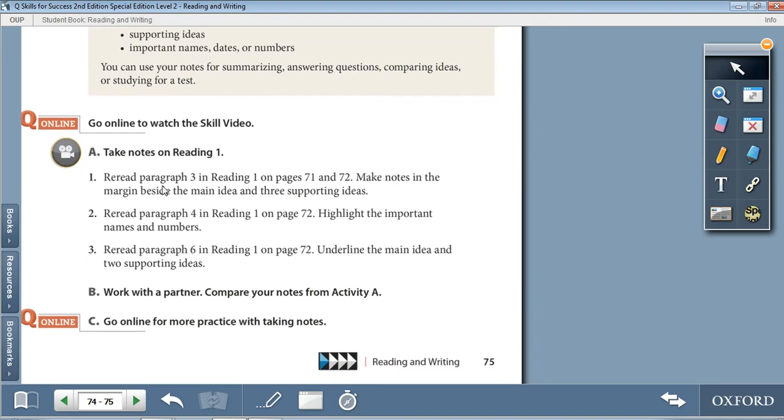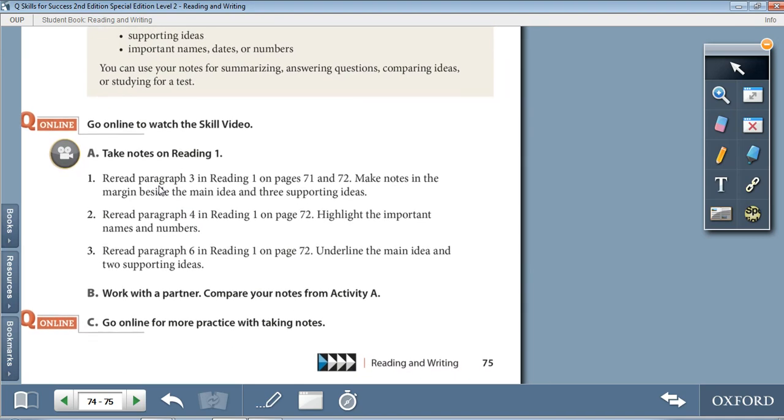Now, taking notes on Reading 1. You need to reread paragraph 3 in Reading 1 on pages 71 and 72. Make notes in the margin beside the main idea and the 3 supporting ideas. So basically you need to go back to paragraphs 3, 4, and 6, and either take notes in the margin or underline the main idea of each paragraph and 2 supporting ideas.